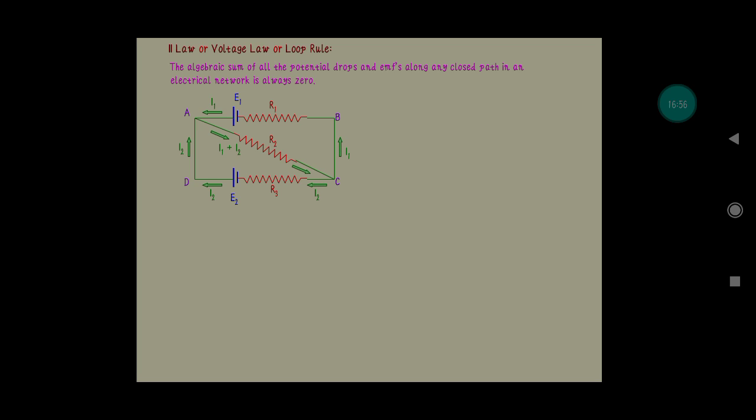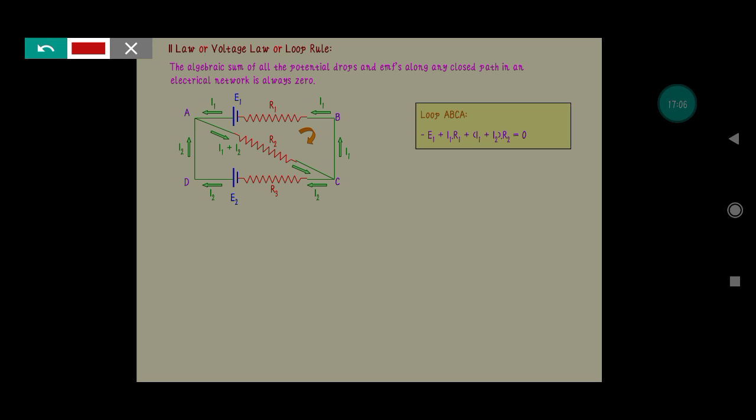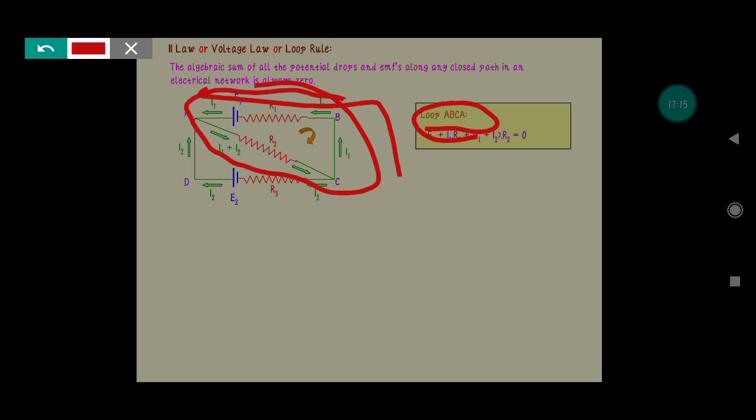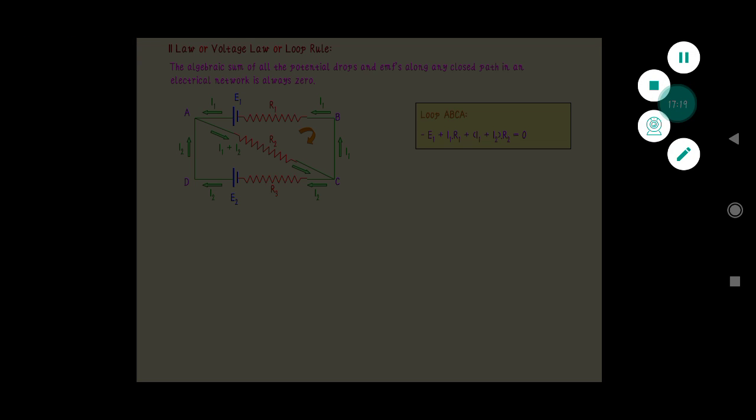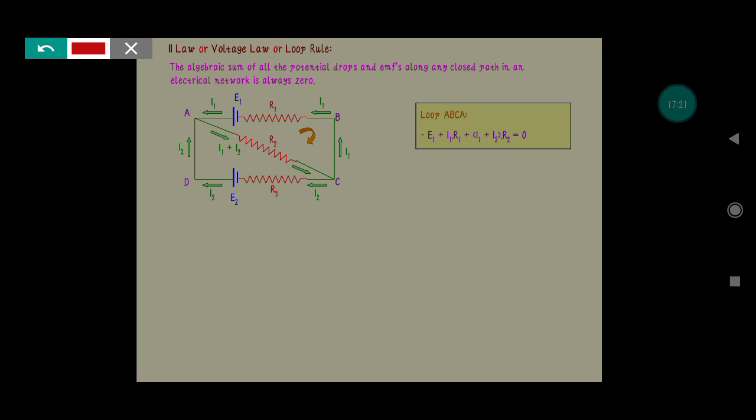So in this case, I can form a loop A, B, C, A. If you see the EMF and the current direction, let me take a pen. The current direction, as we were saying, is going in the anti-clockwise direction, but ABCA tells you that you have to move in this direction, right? Just a minute, let me take a different color. Here the current is actually going in the anti-clockwise direction, but I am going in the clockwise direction, right?